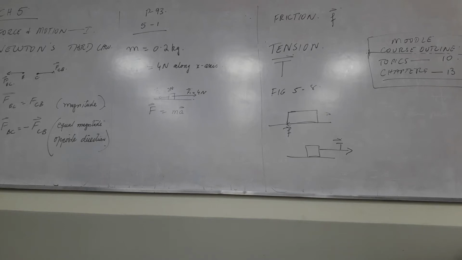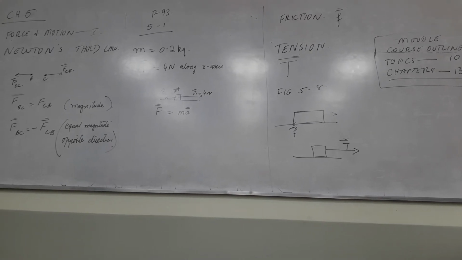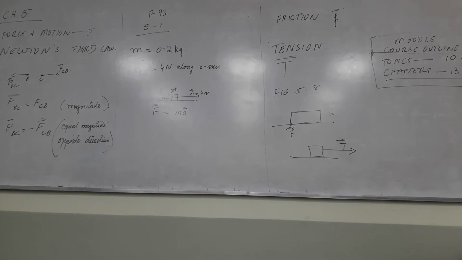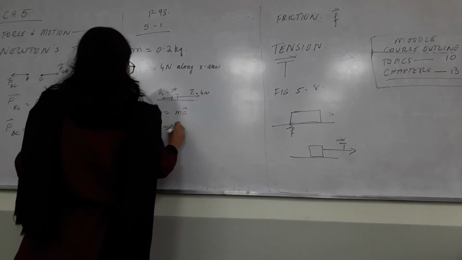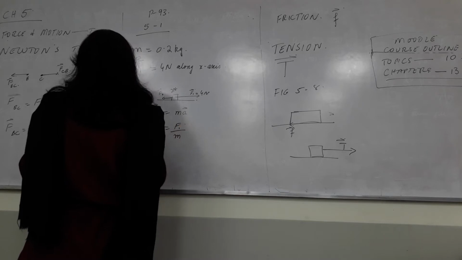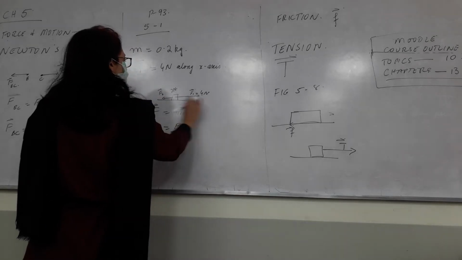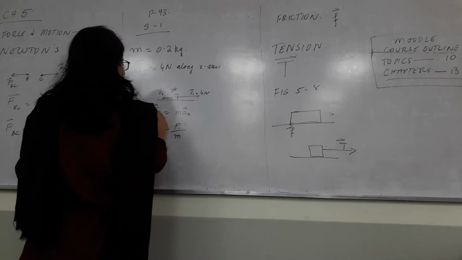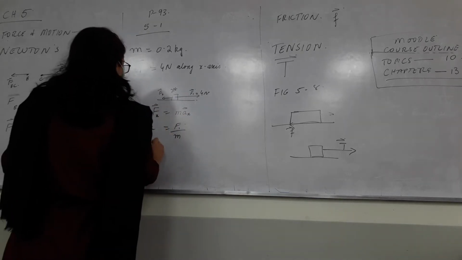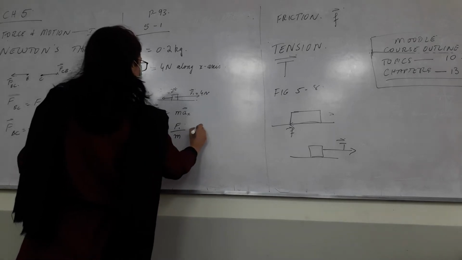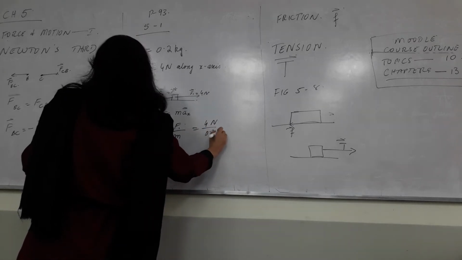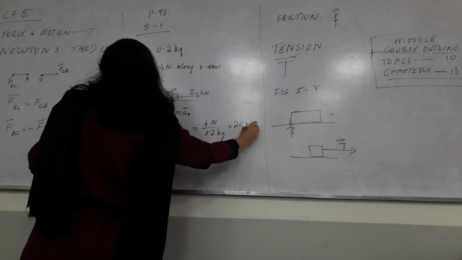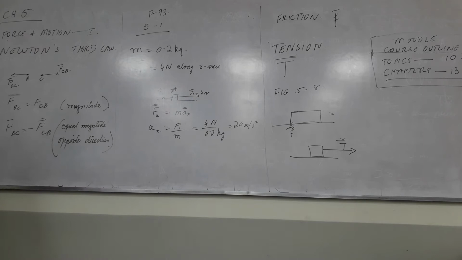is equal to ma. Okay, and therefore A is equal to F over m. We are solving for the first one, and since we are looking at the x direction, we can write this as x and we can write this as x. So, therefore, Ax is equal to F1 over m. So, this is equal to 4 Newton divided by 0.2 kg, and this is equal to 20 meter per second square. That is for the first case.